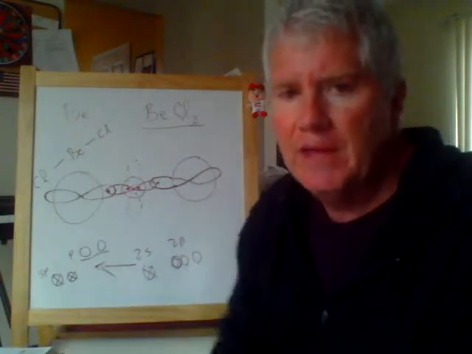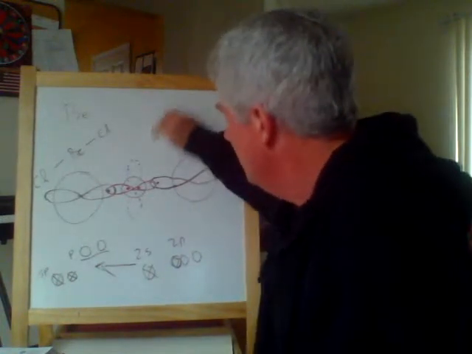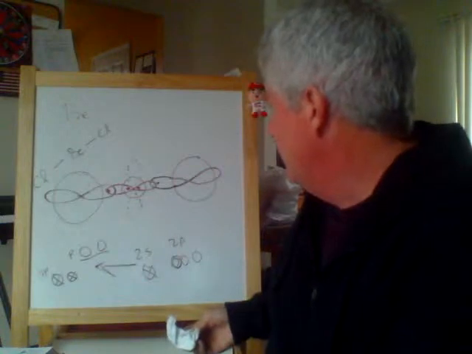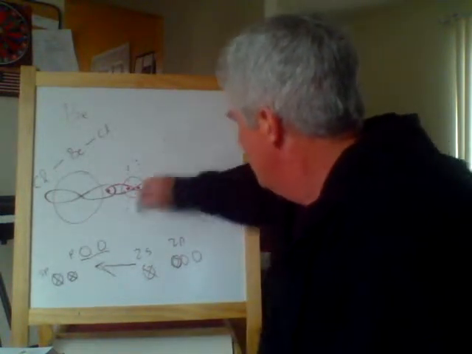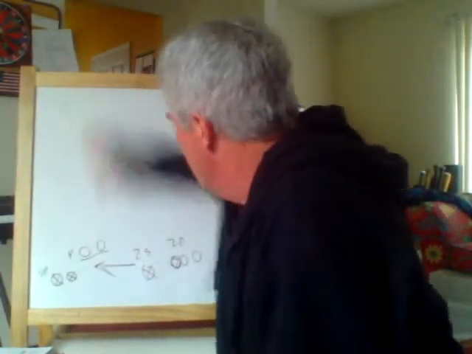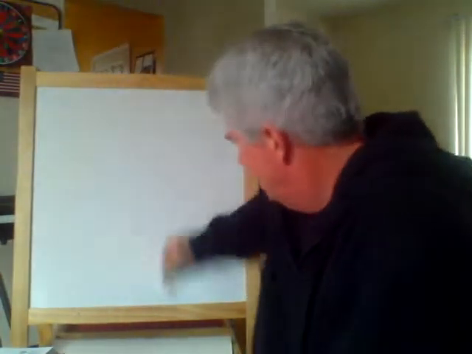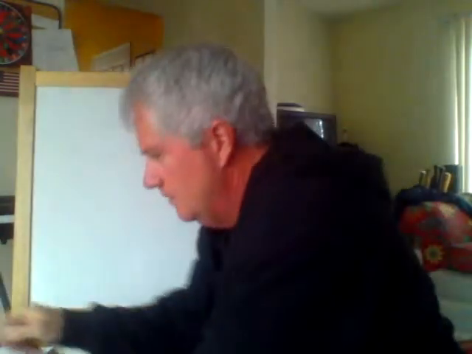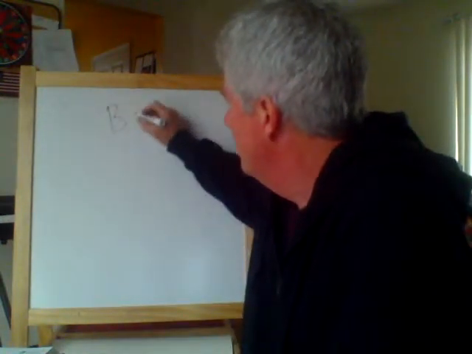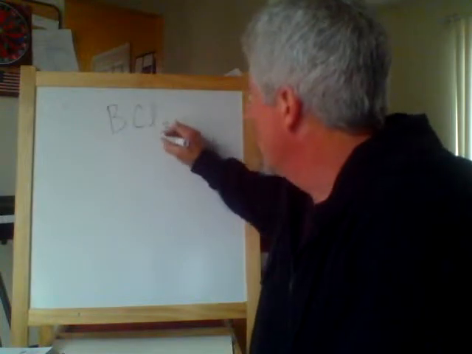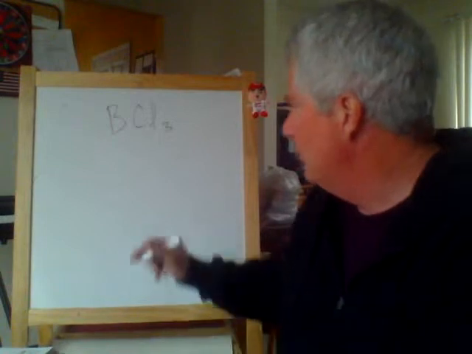I'm going to move on now to another element we don't talk much about, which is boron. It's going to be an analogous example here. I'm going to use chlorine again, to build on the previous example. So the compound that we're going to look at is boron trichloride. It's analogous to the beryllium dichloride that we saw before.